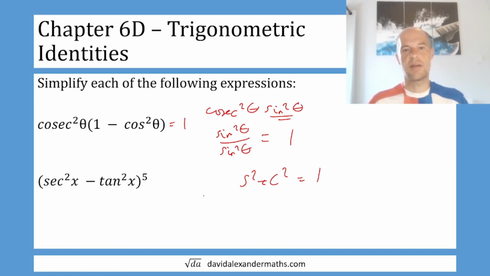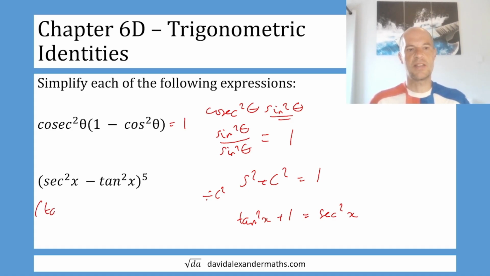To do that, I'm going to be dividing through by cos squared. Sine squared divided by cos squared is tan squared. Cos squared divided by cos squared is 1. And 1 divided by cos squared is sec squared x. So I've got a sec squared x, so I can replace that with tan squared x plus 1.